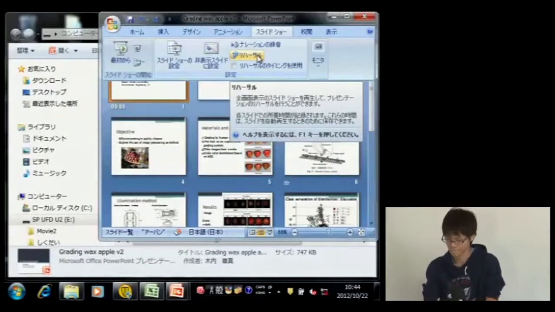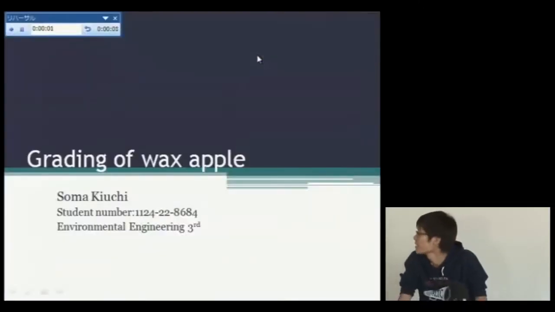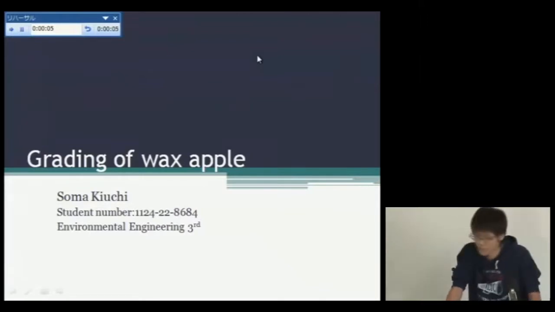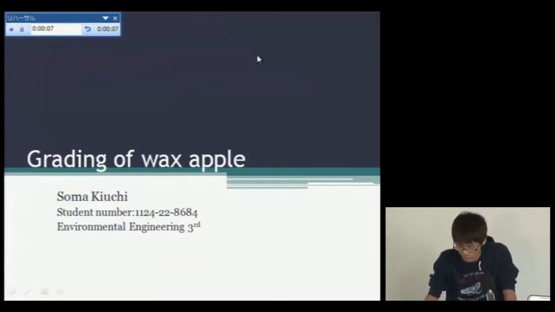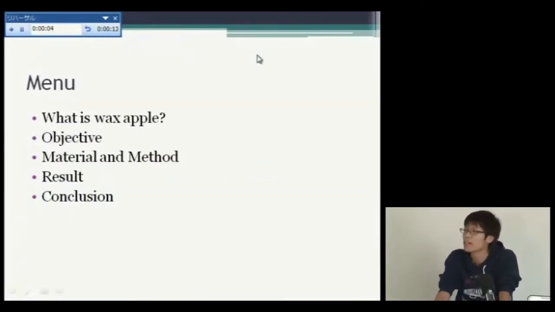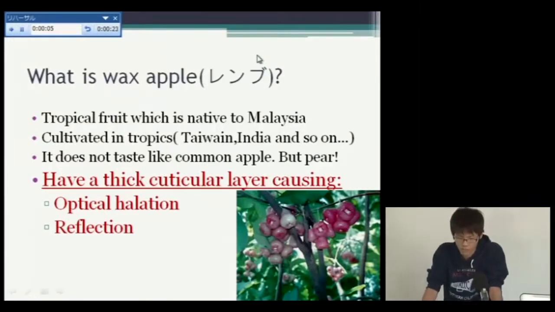Good morning. My name is Soma Kiuchi. Today I'm talking about grading of wax apple, and I will talk mainly about what is wax apple, objective, material and methods, result and conclusion. Okay, let's start. First, what is wax apple? Do you know wax apple?